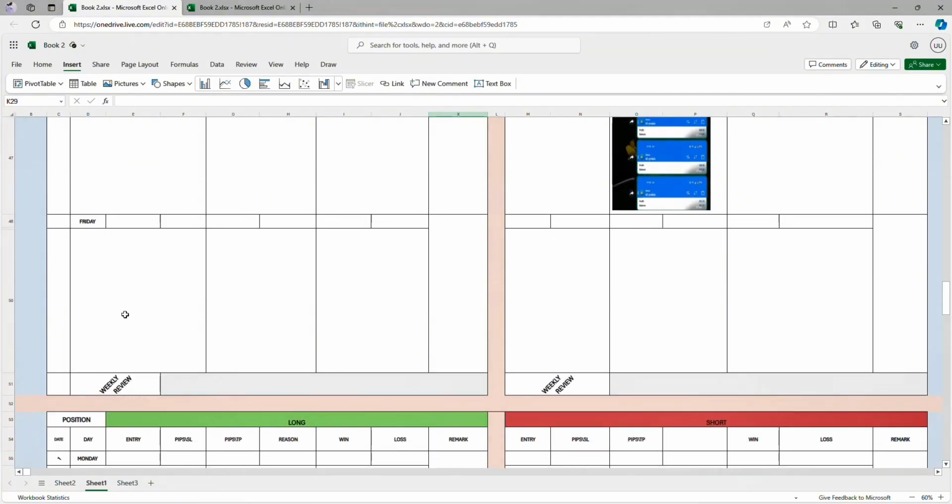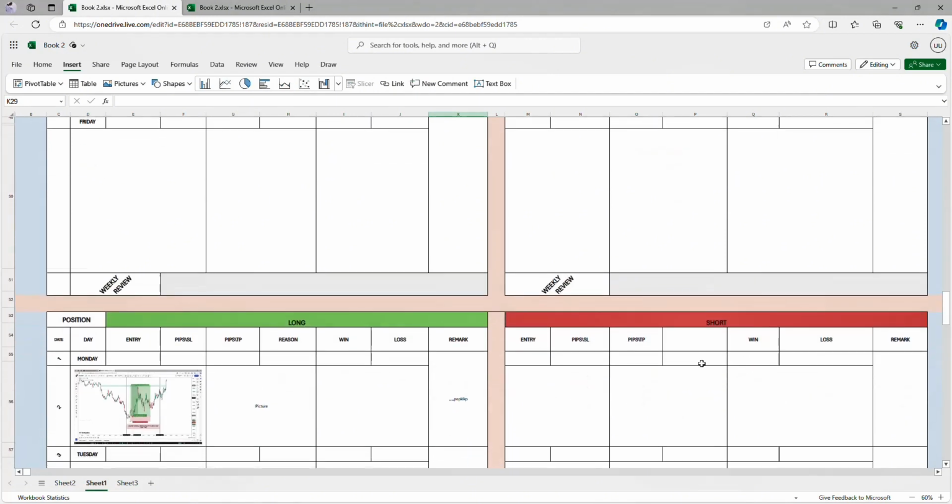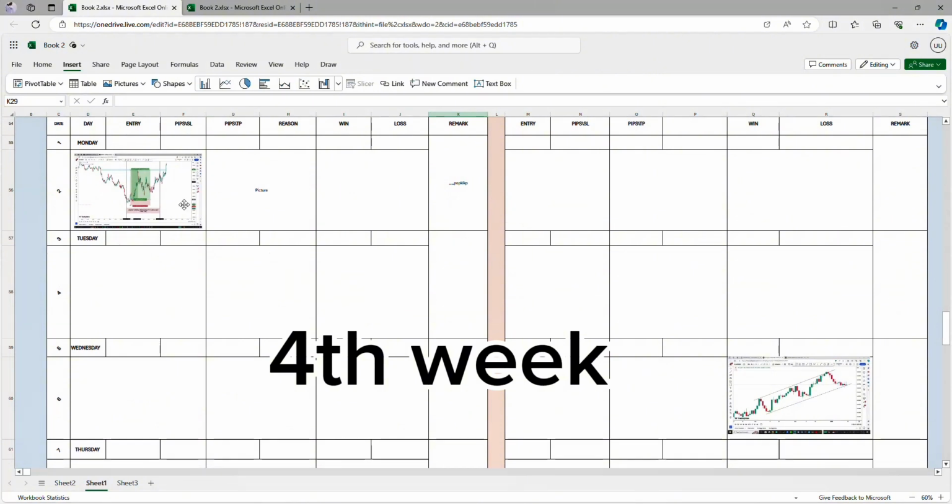Let us say on Friday you did not see any opportunity, so nothing is going to be written here. At the end of the week, you are going to write, this week I took only 1 buy, this week I took only 1 sell, and it was a win and it was a loss, any of those, okay? For the third week, you are going to do the same, okay?